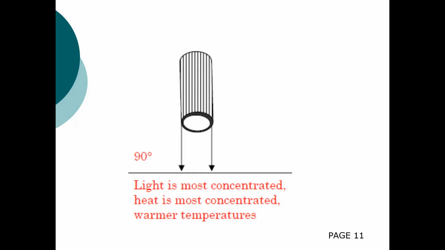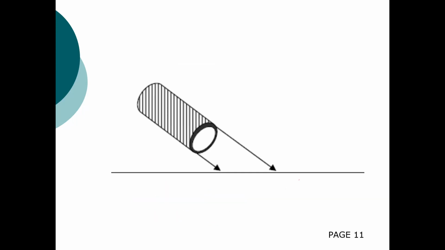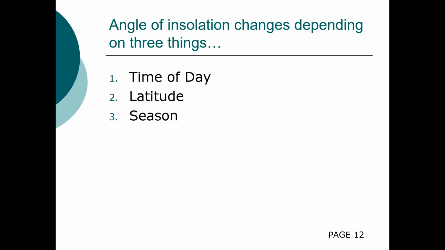So 90 degrees is when the sun's straight up. And by the way, that never happens around here. The sun will never be straight over our head because we're not at the equator. It never happens at the North Pole either. It's only directly overhead near the equator. Low angle, not as much sun, not as bright, not as hot. So there's 3 things that affect it.